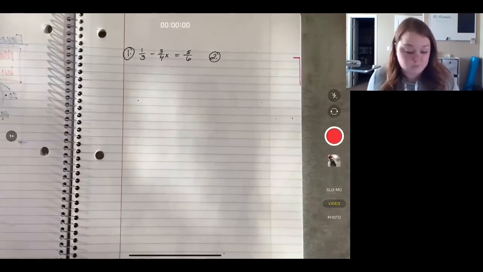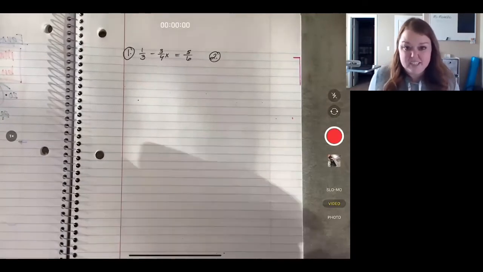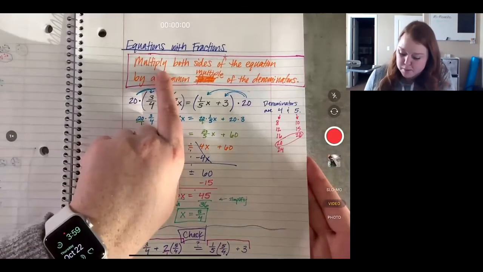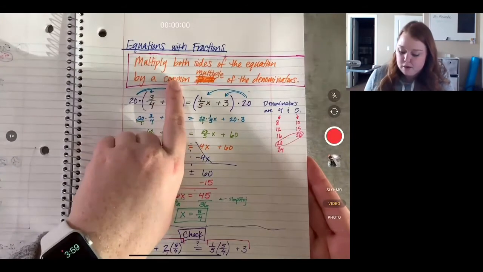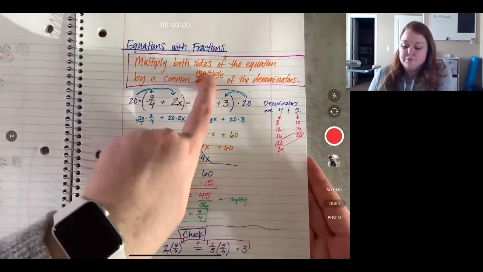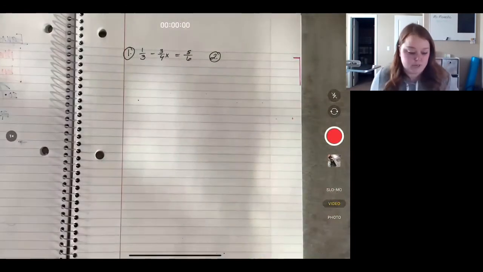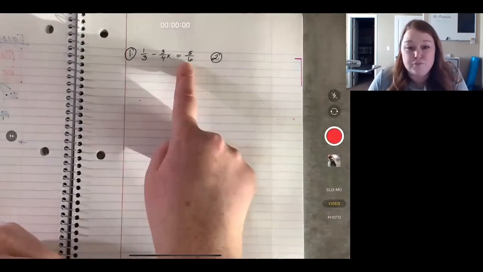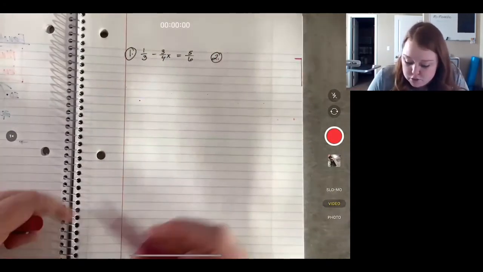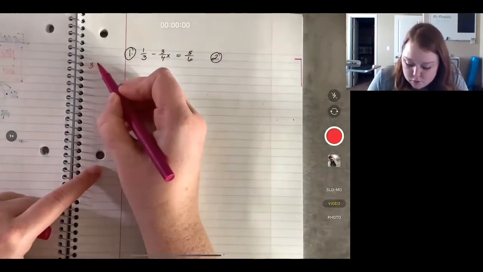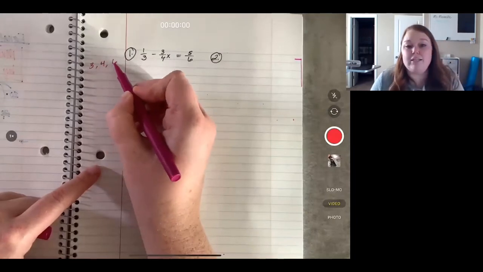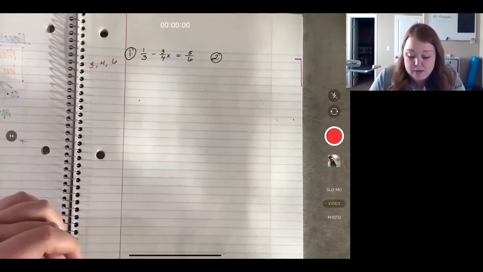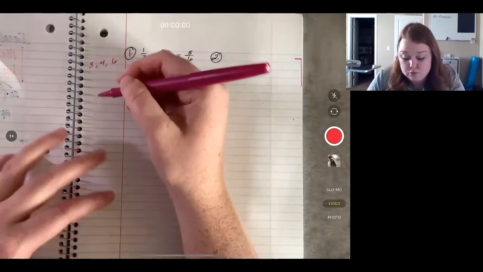You've got 3 fractions here. Ugh. We're supposed to multiply both sides of the equation by a common multiple of the denominators. How many denominators do you have in this problem? 1, 2, 3. You have 3 denominators. So your denominators are 3, 4, and 6. I need a number that all 3 of those numbers can fit into nicely. If you're not great at that mental math, then you can do this whole multiple list method. I'll do it one more time for you.